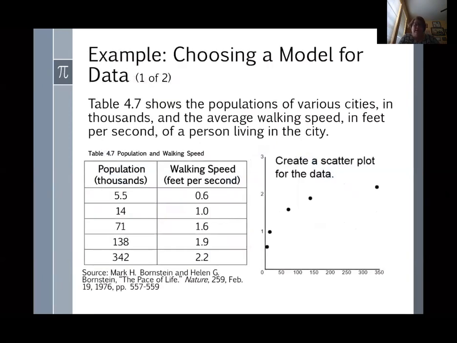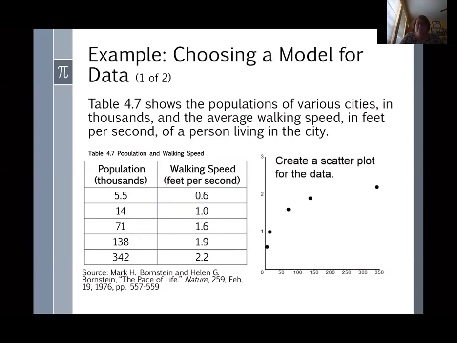All right, let's look at an example. Table 4.7 shows the population of various cities in thousands and the average walking speed in feet per second of a person living in the city. So if you have a city whose population is 5.5 thousand, the average walking speed of the people living in that city is 0.6 feet per second. And you'll note that as the population increases, so does the walking speed. That kind of makes sense behavior-wise.